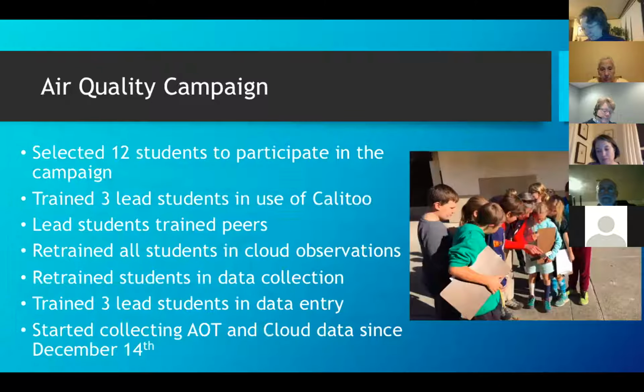Okay, and then for the air quality campaign, I selected 12 students who were interested because it takes some time, so they have to have some interest in it. And then 3 students to monitor the Calitoo so that we're getting accurate data. We had some snafus with that initially, but it's worked itself out. So the lead students have trained their peers, and they're pretty much on their own now. So I just send them out, and it's like, okay, collect your data.